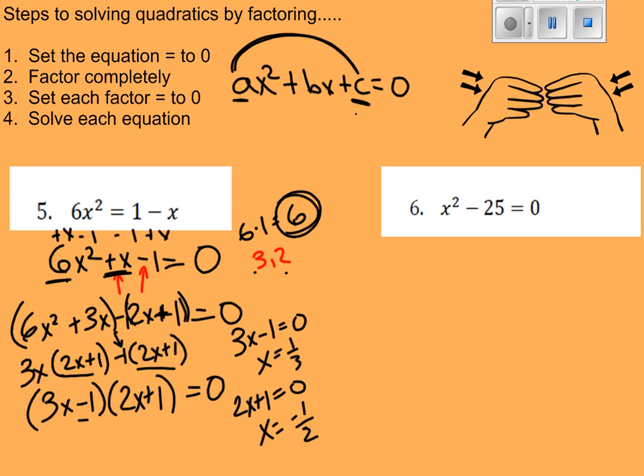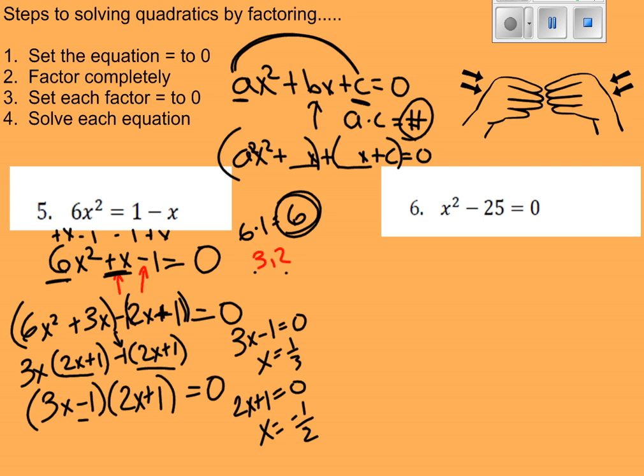All right, so again, let me tell you what I did. A times C gives you a number. Find factors of that number that either add or subtract to get you B. Then rewrite the middle term using the factors you came up with. Then group them. Pull out what's in common. If you do that, what's left in parentheses should be the same, and then set each part equal to 0.